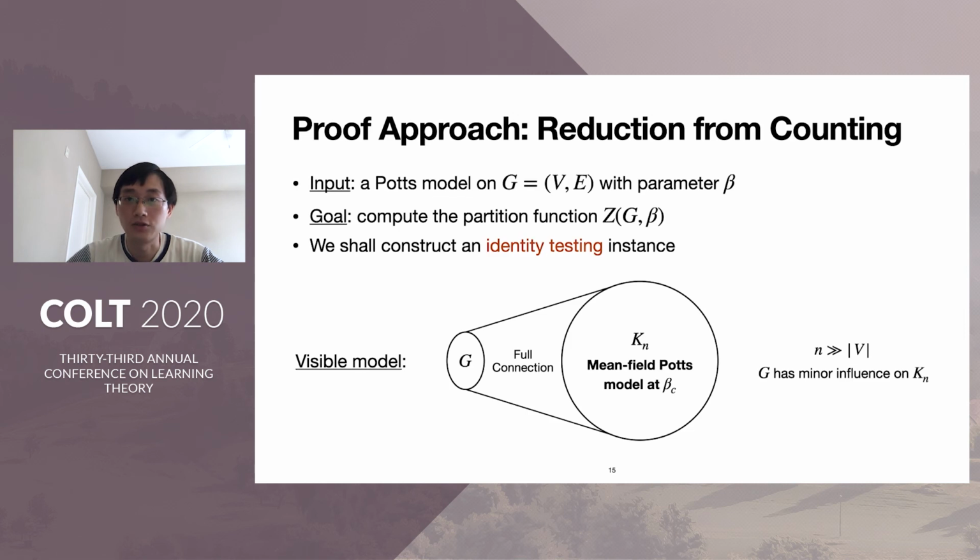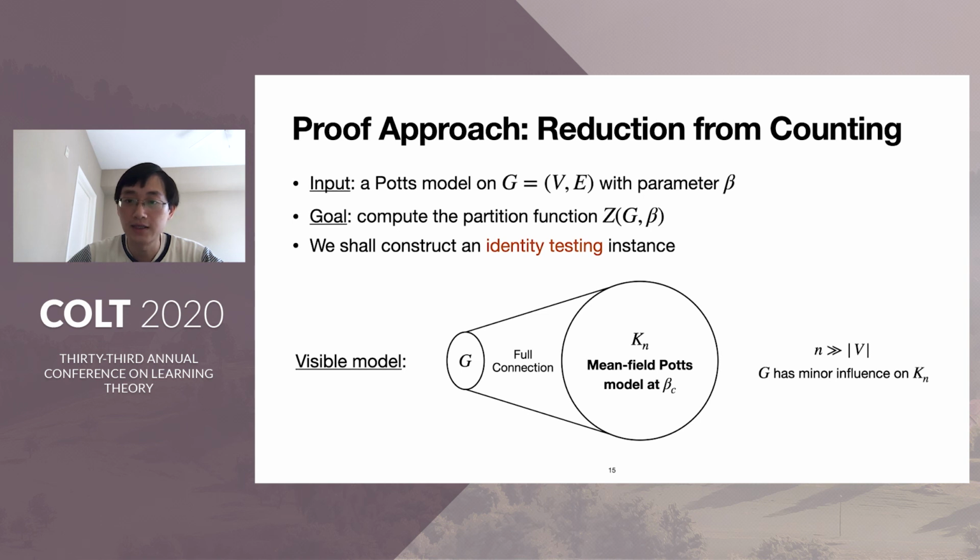Now going back to the reduction, recall that we need to do a reduction from counting to testing, and we will take a hard instance of the Potts model, and our goal is to compute the partition function of it. What we will do is construct a testing instance using it and feed it to the tester to conclude. And the way we do it is we take the graph G and attach it to a very huge mean field Potts model with beta equal to the critical beta.